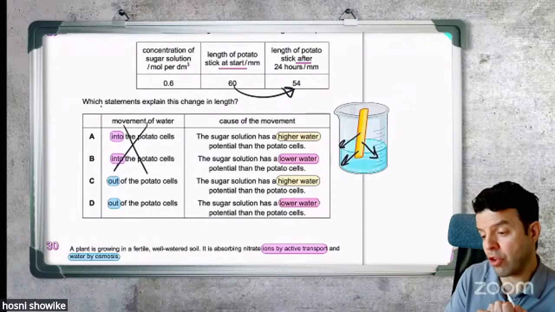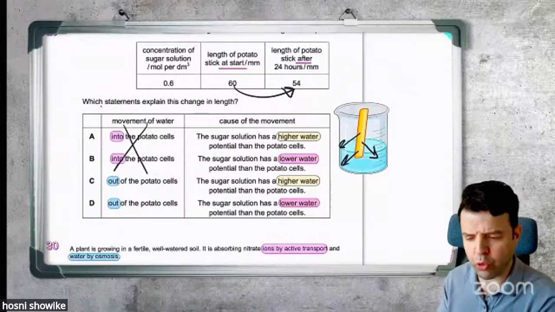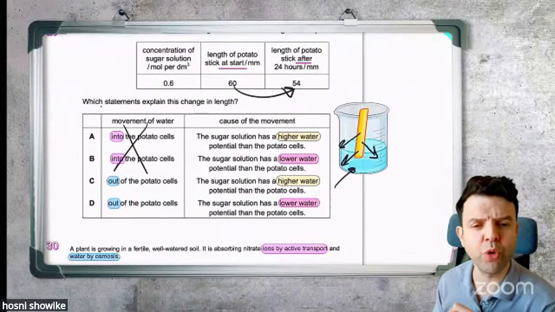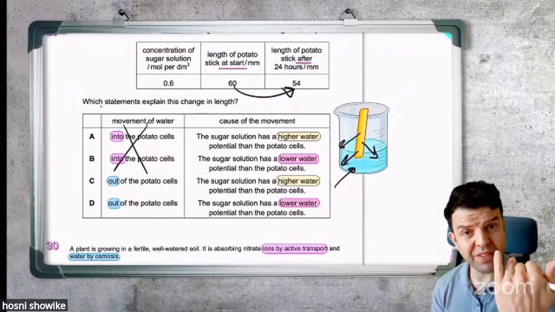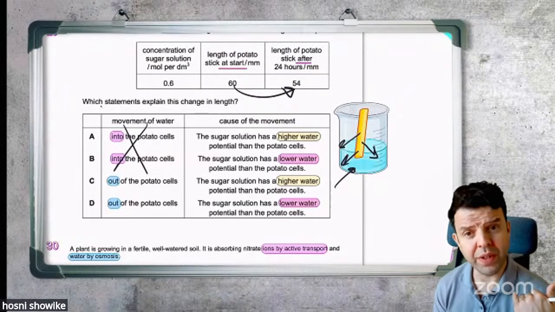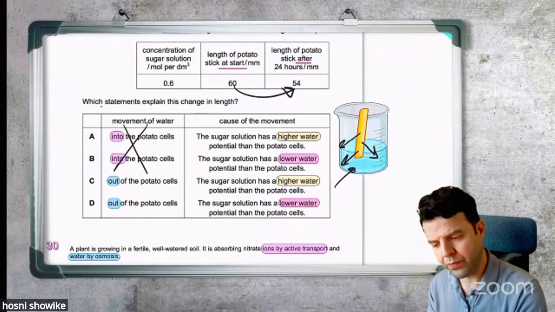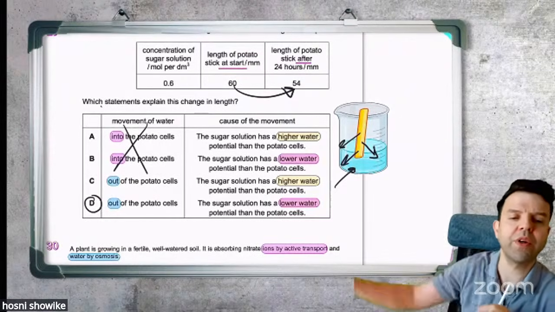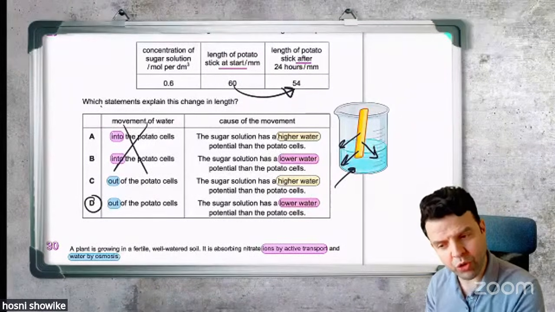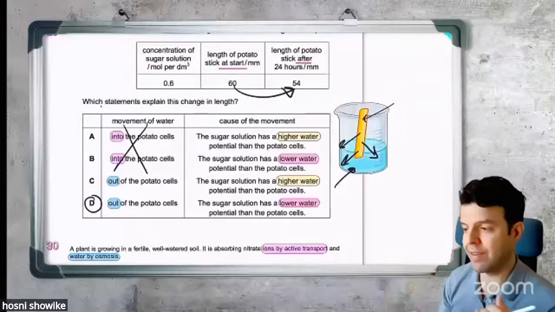Then the sugar solution has a higher or lower water potential. That solution I have outside here, the blue solution, does it have higher or lower water potential? It must have lower water potential, right? So that the water moved outside. Always water moves from where there's more water to where there is less water. And the potato here must have greater water potential. That's why it lost water.